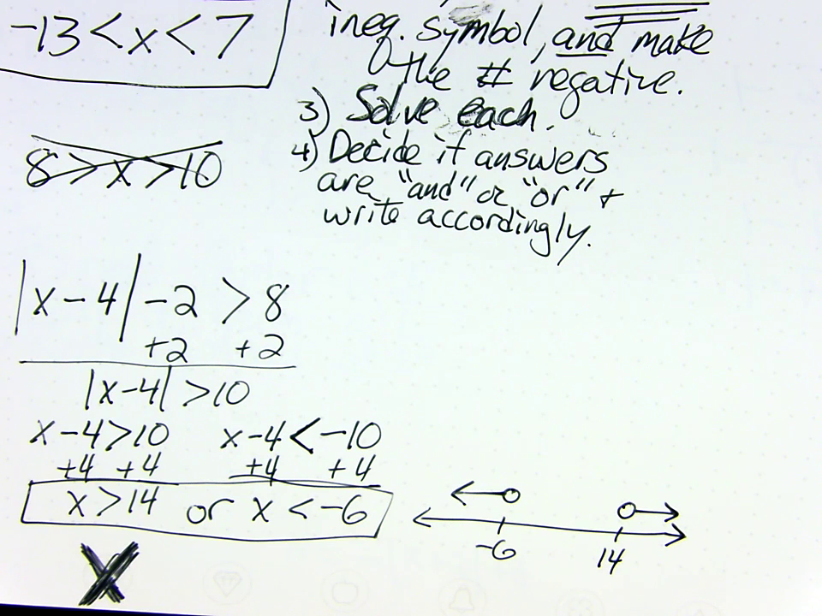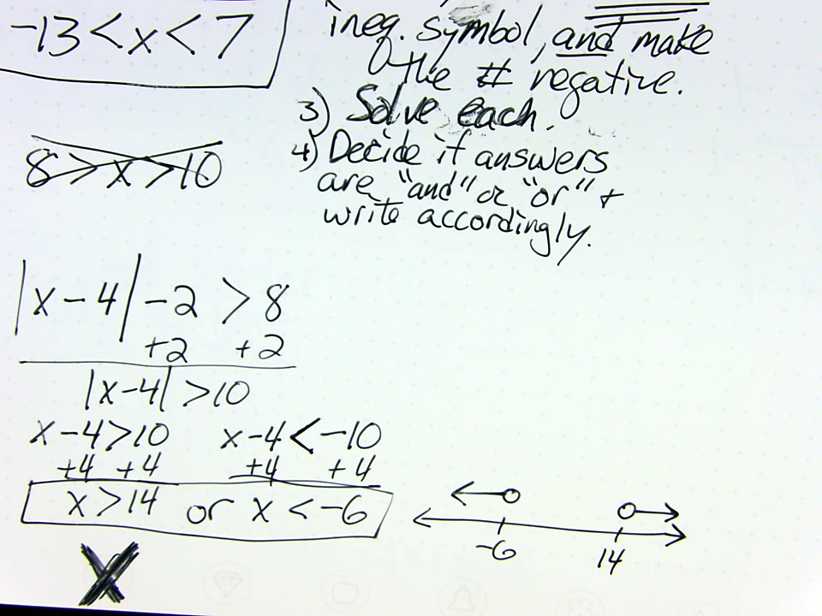Is that okay? If you wanted to check an answer like this, you absolutely can. You're just going to pick any number that gets shaded over. So you could pick 15, you could pick 20, you could pick 1,000, you could pick -10, -99. But you could not pick any number in between these two because those are the ones that are not going to work.